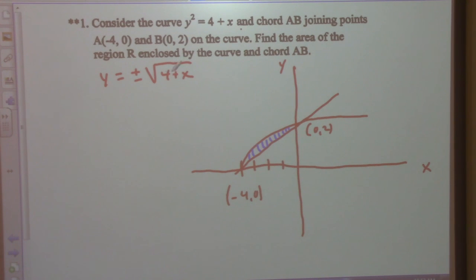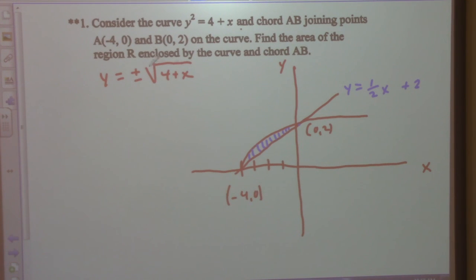So we have our equation for this curve. What's going to be our equation for this line right here? y equals, what is this line going to be? What is our y-intercept? 2. There's our y-intercept. The slope is 1/2. So we're going to have y equals 1/2 x plus 2.